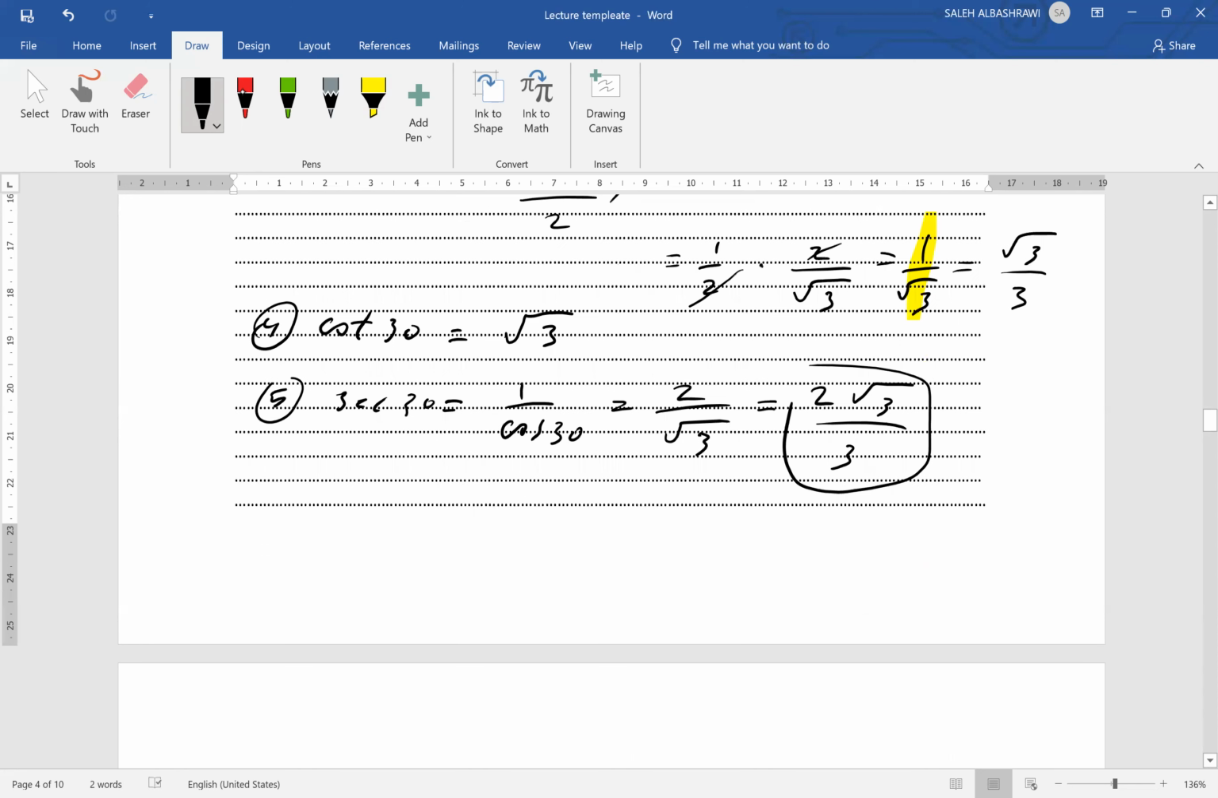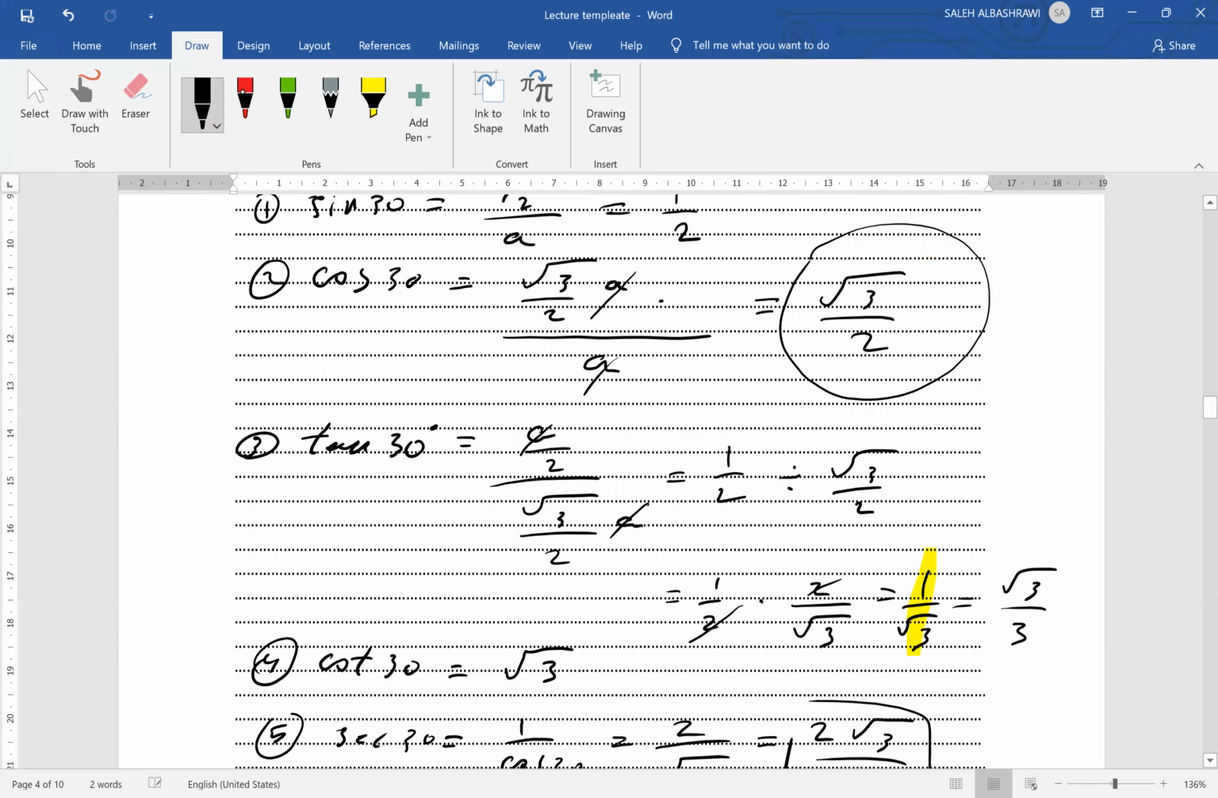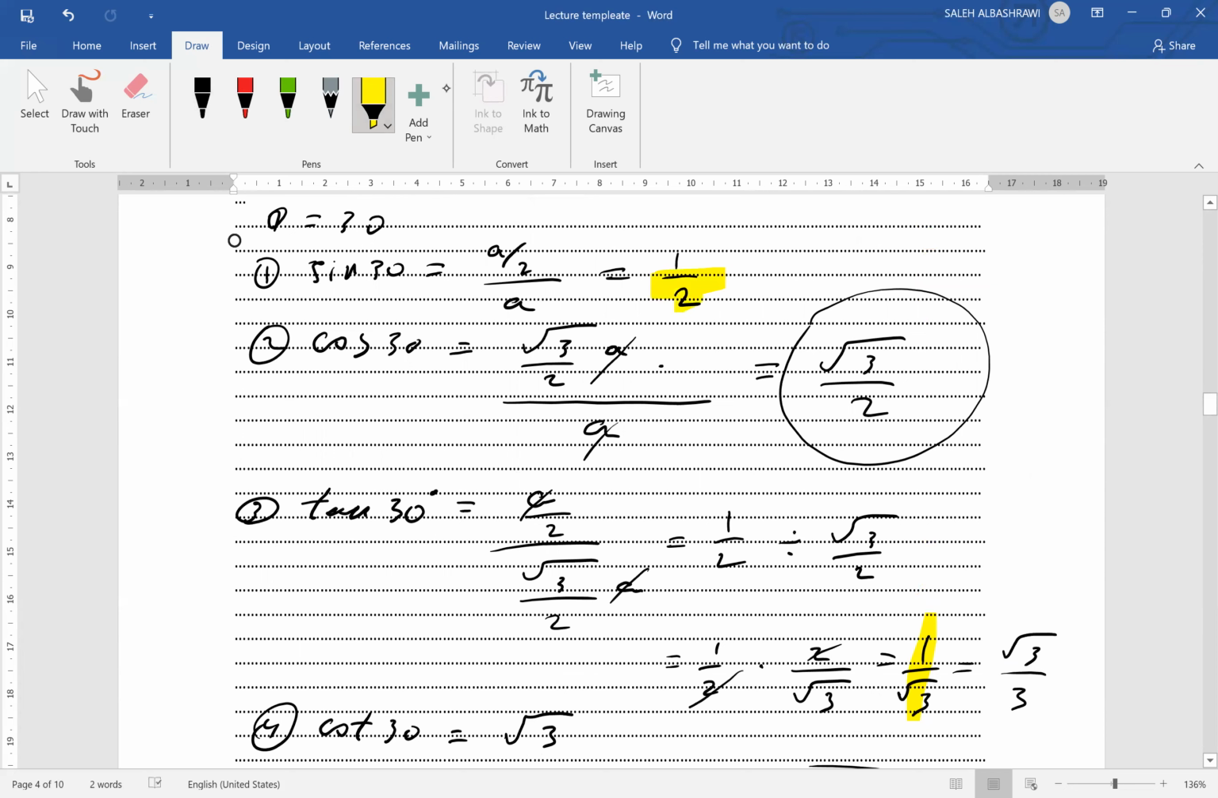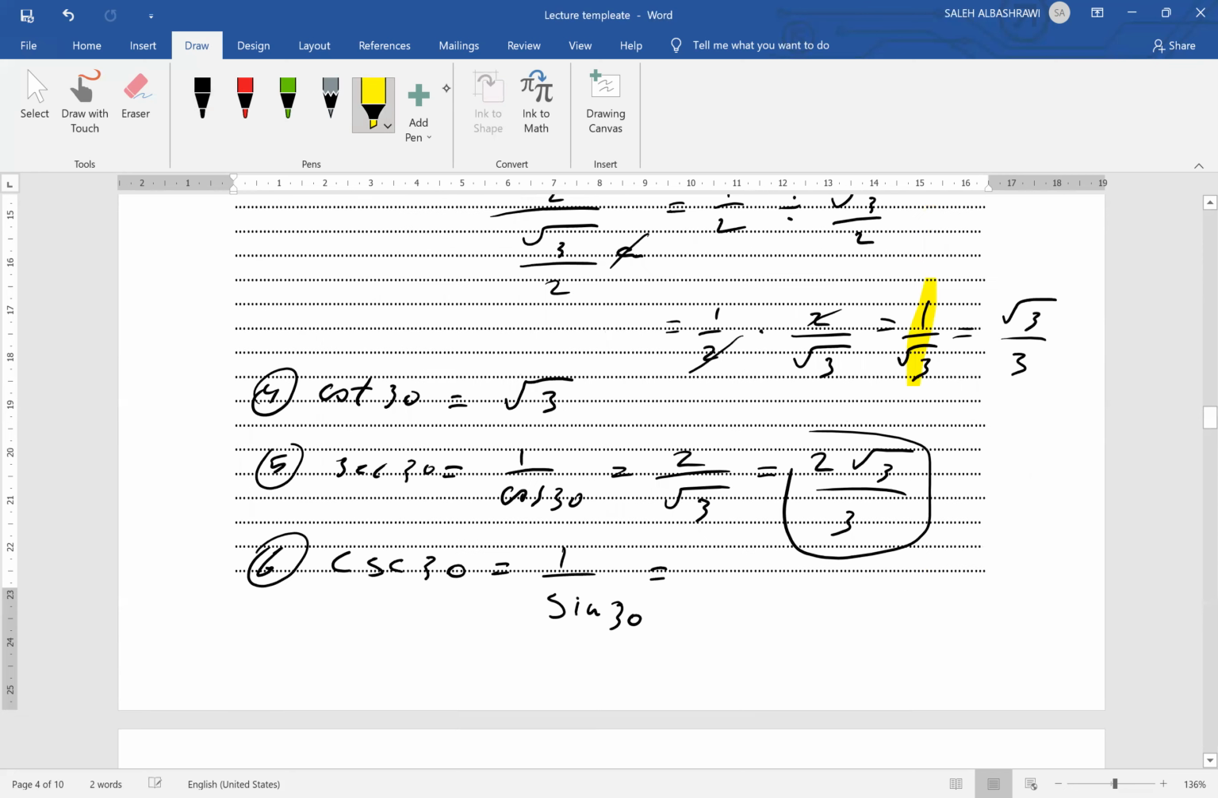And the last one, number 6, cosecant, or cosecant of 30, which is 1 over sine 30. And sine 30 is 1/2. So if you take the reciprocal, it will be upside down, it is 2 over 1. So it is 2. So cosecant of 30 is equal to 2.